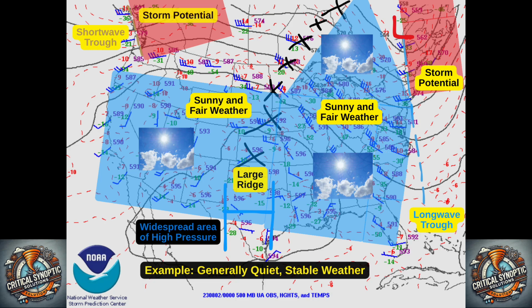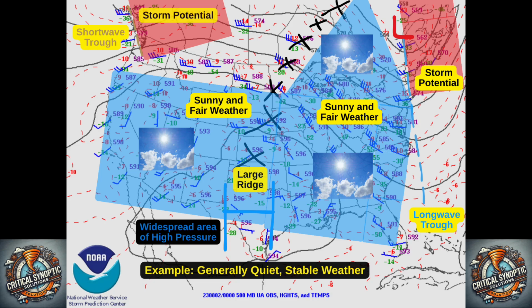The flow across much of the map is fairly smooth. We don't see any strong shortwaves moving through, and there's no major jet streak nearby providing extra lift. Without those ingredients working together, the atmosphere doesn't have much reason to produce widespread storms. That doesn't mean it's impossible for a thunderstorm to pop up somewhere, especially during the summer. But from a large-scale point of view, this is a fairly stable weather pattern.